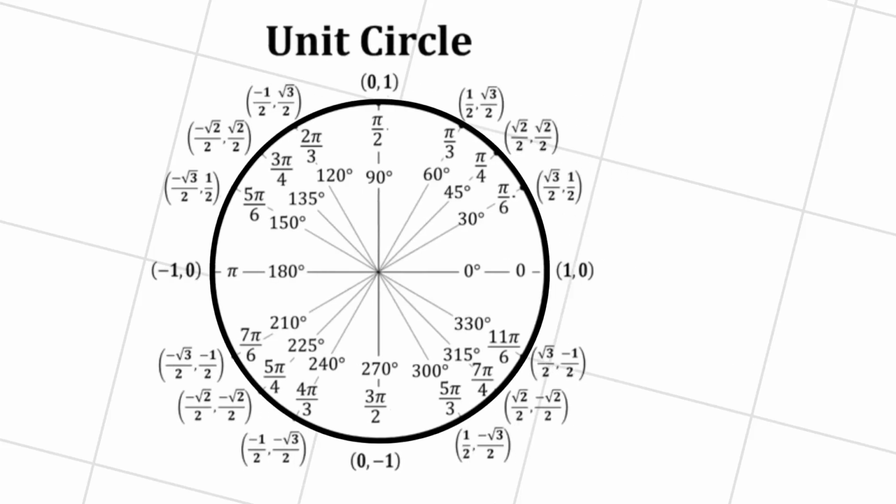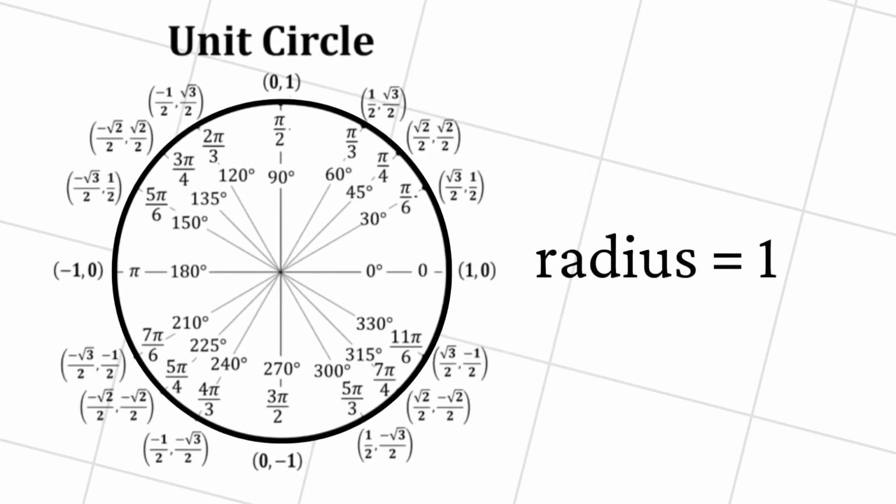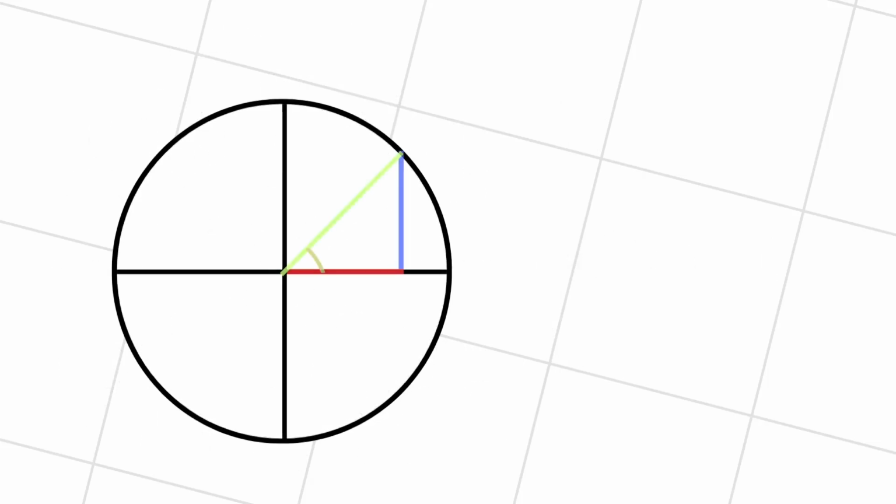The unit circle is simply a circle with radius 1. When you draw an angle starting from the positive x-axis, the terminal side hits a point on the circle. That point has coordinates x and y. And here's the secret. Those two numbers, x and y, tell us everything about the circular functions.